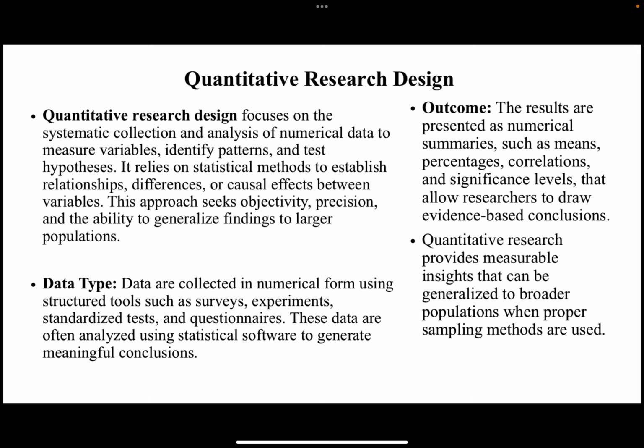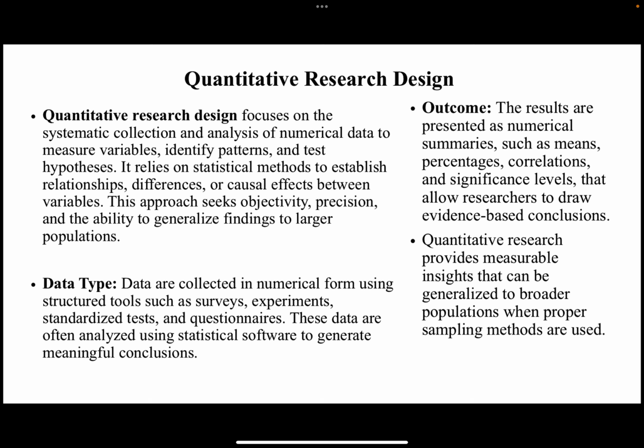Now, what data type can you deal with in quantitative design? Numerical data. And in a quantitative study, usually some experiments are conducted, and you use a questionnaire. For example, if someone is conducting a study and wants to use a questionnaire with close-ended questions, where you give the respondents options to choose from, automatically they are using the quantitative research design.